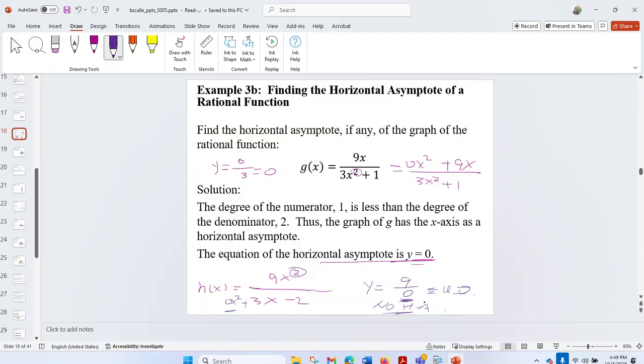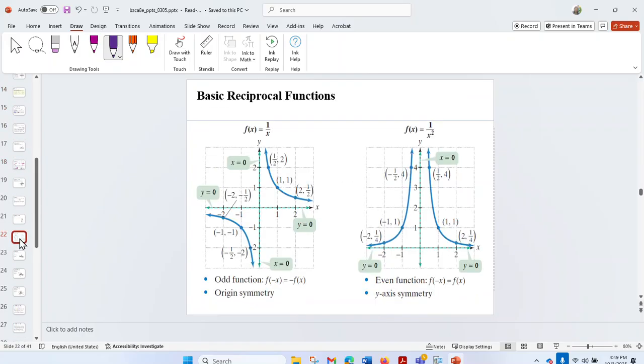Okay, that's how you use the same degree to match all three different cases. All right, any questions?